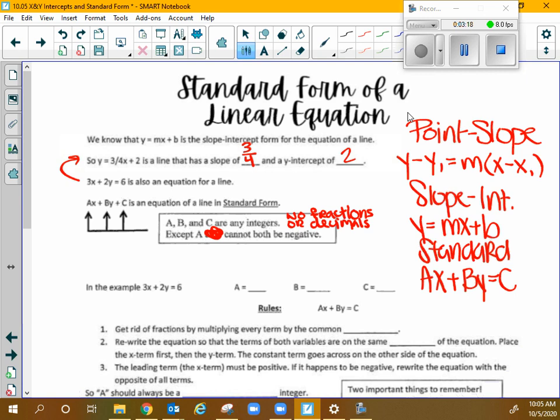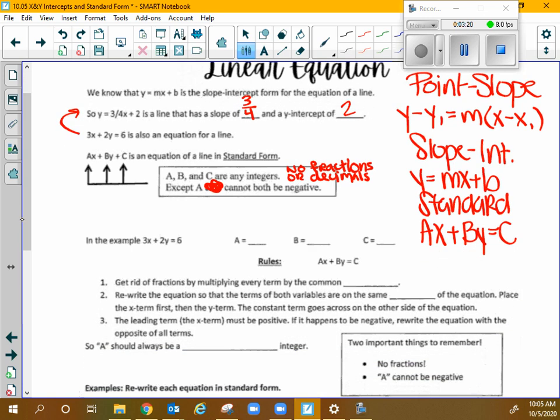So in the example, 3x plus 2y equals 6, what is my A value? 3. What is my B value? 2. And what is my C value? 6. And you can always keep C. Remember, C always is the constant. C is the constant. So 3, 2, and 6.